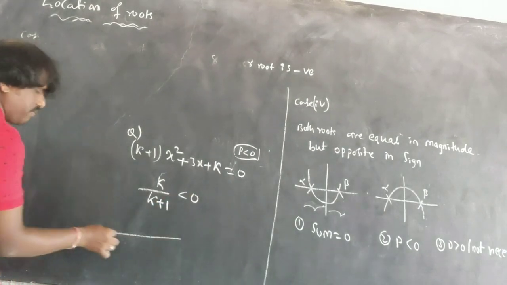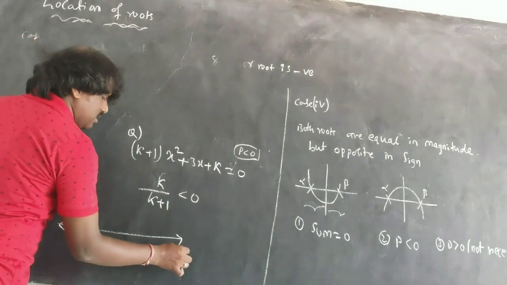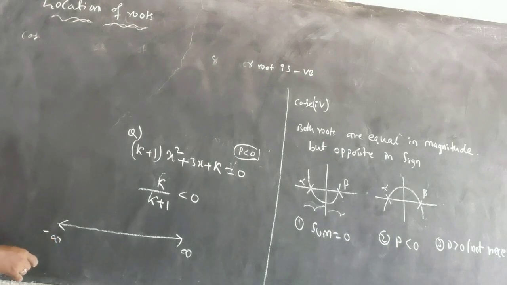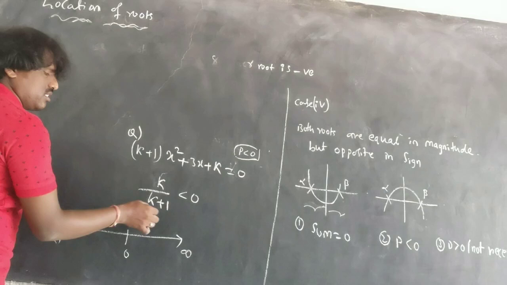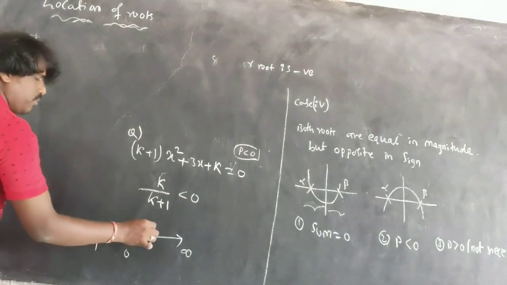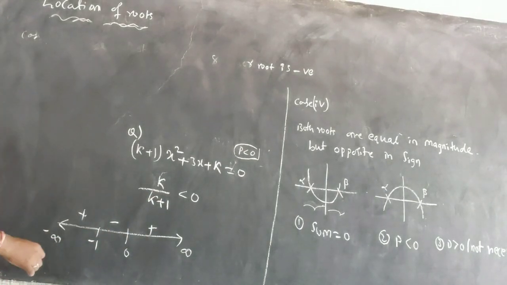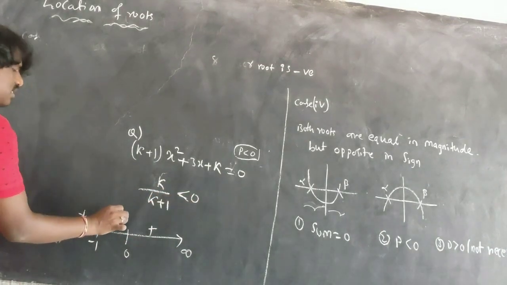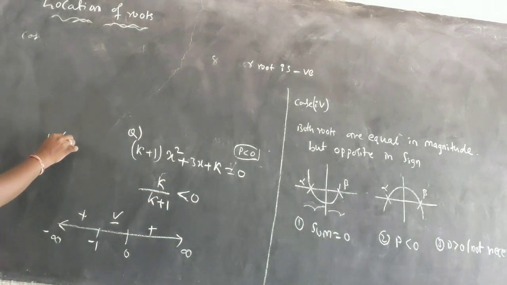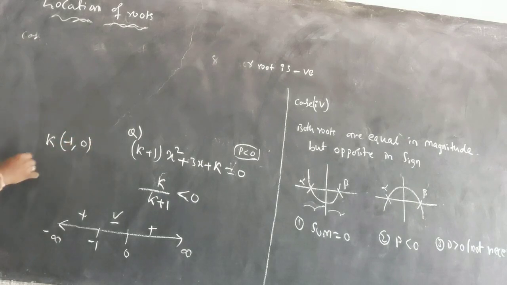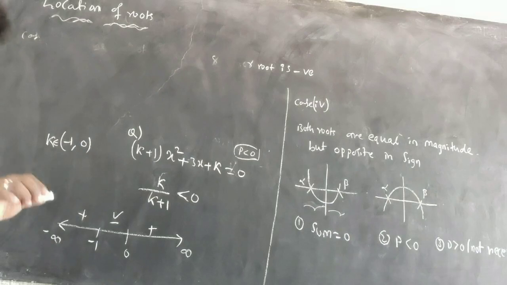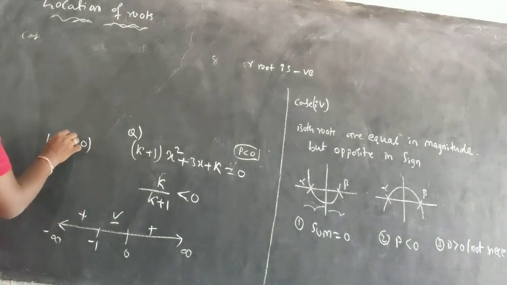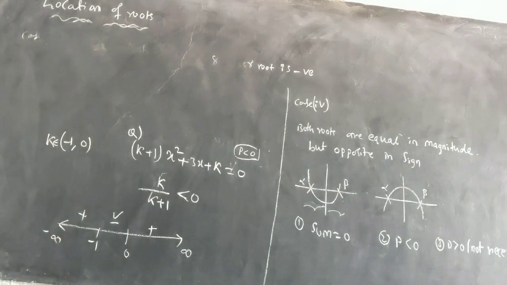Now you have to take the wavy curve method. Let us take the wavy curve method. This is infinity, this is minus infinity, and plot the points here. The zero of k is 0 and the other one is minus 1. Put plus, minus, plus symbols, and since less than means negative, negative is the answer. So k value will be minus 1 comma 0. So k belongs to (minus 1, 0) will make one root positive, one root negative. And minus 1 should not be included, that's why it is open. With that you can understand this clearly.